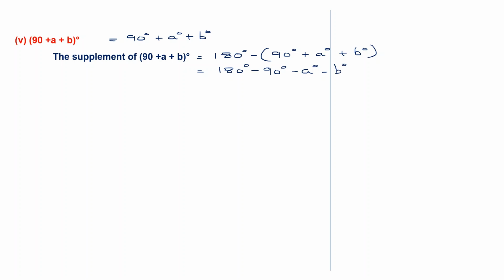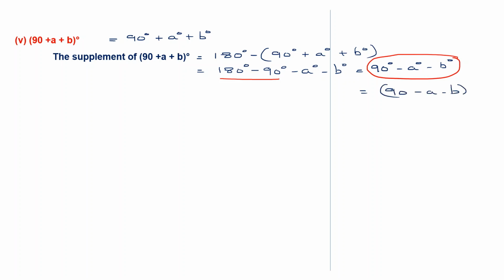So let's work on the numbers. This is 180 minus 90, which is 90 degrees, isn't it? So this will be 90 degrees minus A degrees minus B degrees. So this is our answer: 90 degrees minus A minus B. We can also write it this way: 90 minus A minus B, the whole thing in brackets and the degree outside.